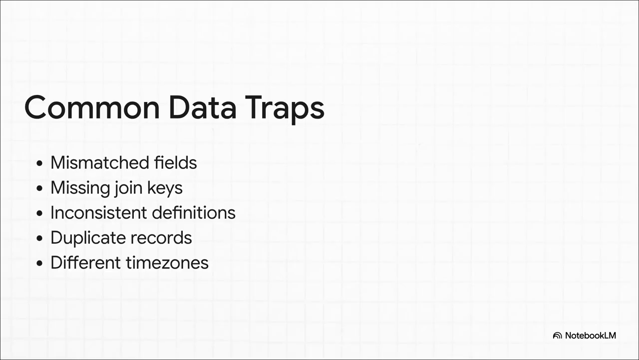These are some of the classic traps you'll run into. You've got missing join keys, just like we had with our support tickets. You could have duplicate records that are going to throw off all your counts. Or you might have different definitions for things. Like, what does delayed even mean? Is it 5 minutes late? 10 minutes? Agreeing on these things is absolutely critical.